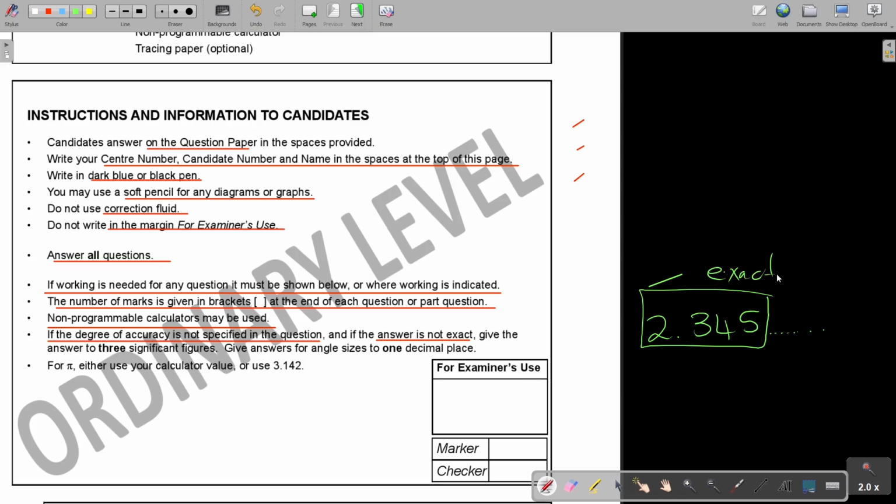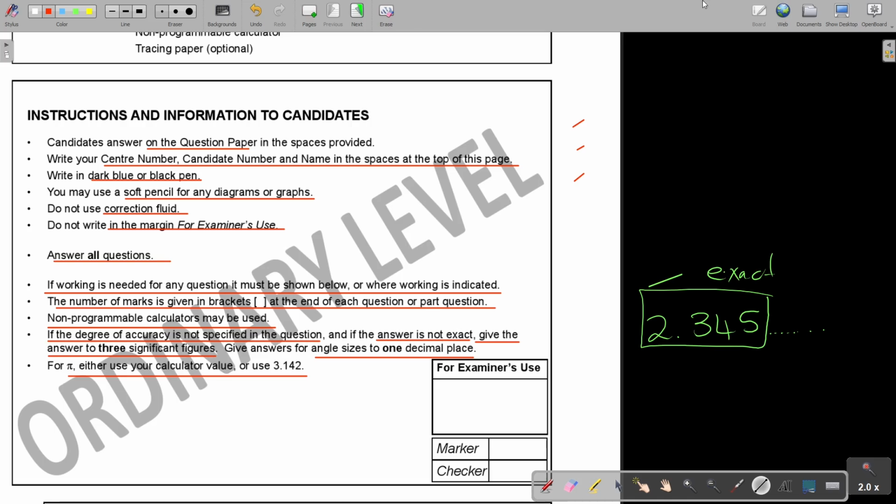Okay, but let's just go back to my pen. If it's not exact and it's not specified in the question, answer to 3 significant figures. Give answers for angles to 1 decimal place. And for pi, either use the button on your calculator or use 3,142. So always don't say, okay, I know all this. Just read through it, refresh your memory, and then you can start with the question paper.